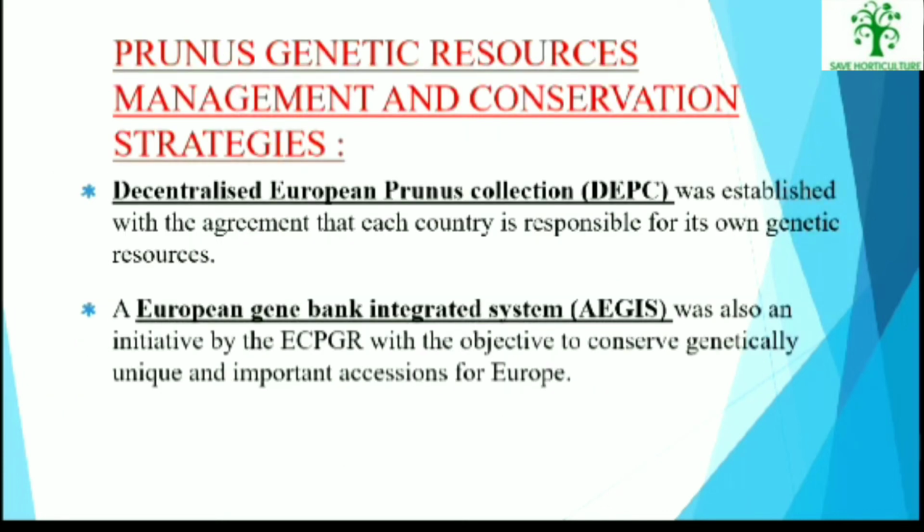Prunus genetic resources, management and conservation strategies: the Decentralized European Prunus Collection (DEPC) was established with the agreement that each country is responsible for its own genetic resources. A European Gene Bank Integrated System (AEGIS) was also an initiative by the ECPGR with the objective to conserve genetically unique and important accessions for Europe.